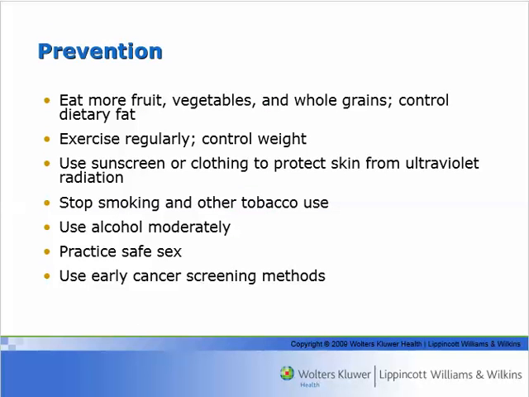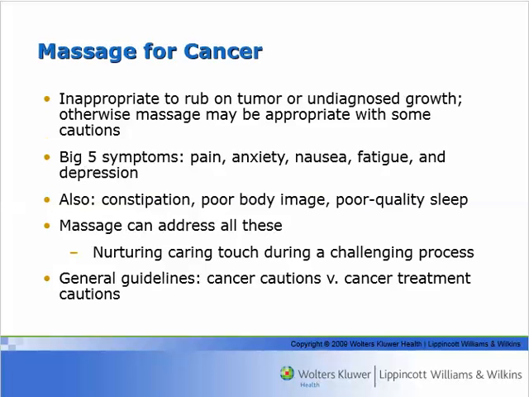So how do you prevent it? Get rid of all of the lifestyle things that are maybe contributing to it. Eat better, exercise, control weight, use lots of sunscreen, practice safe sex, stop smoking, use early cancer screening methods. All of these things are really directed at lifestyle changes that help prevent things.